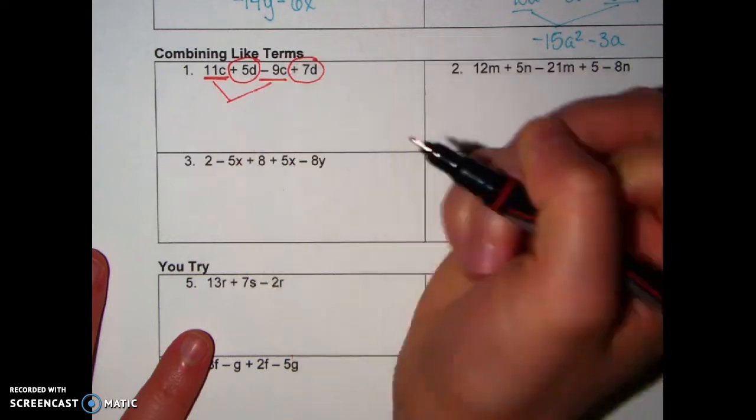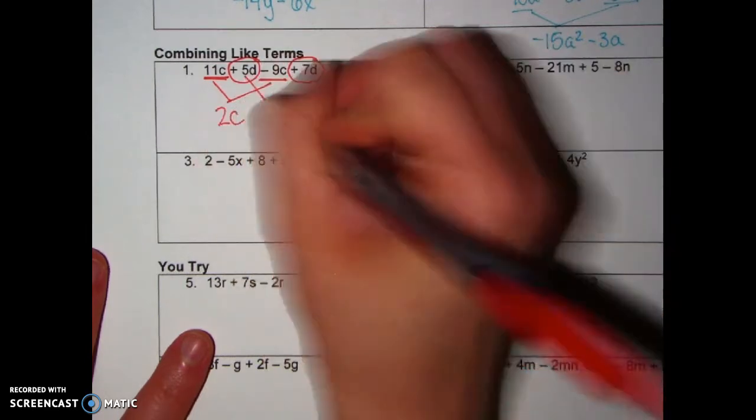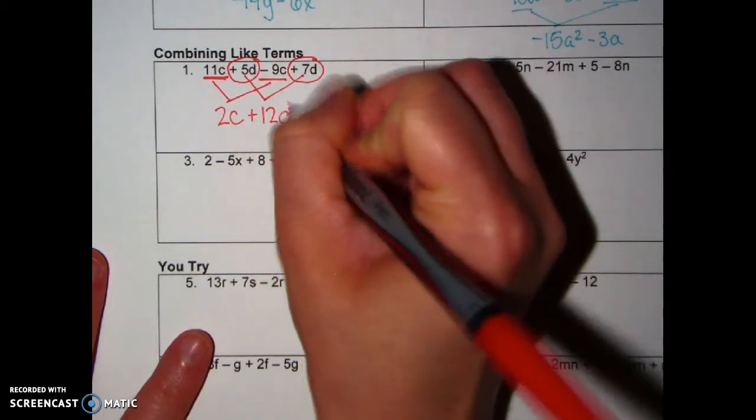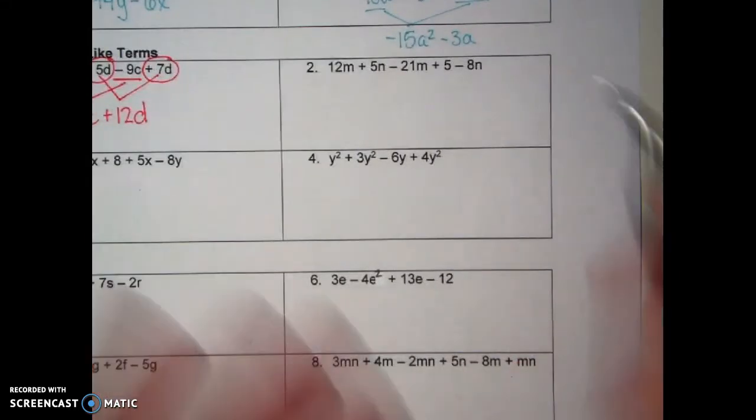11C minus 9C is 2C. 5D plus 7D is 12D. That wasn't that bad. So that just had one minus in it. Let's look at number 2 over here that has a little bit more.